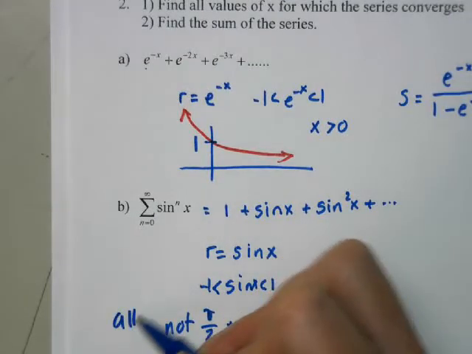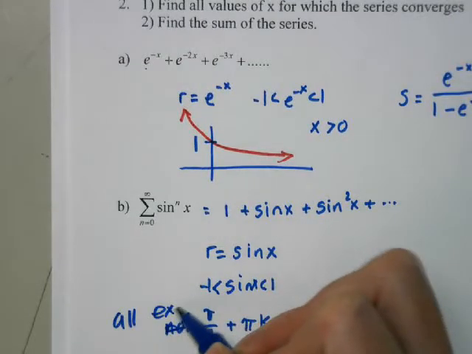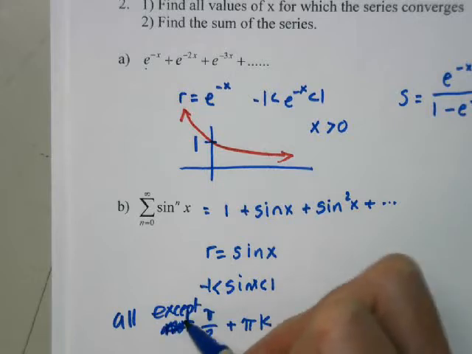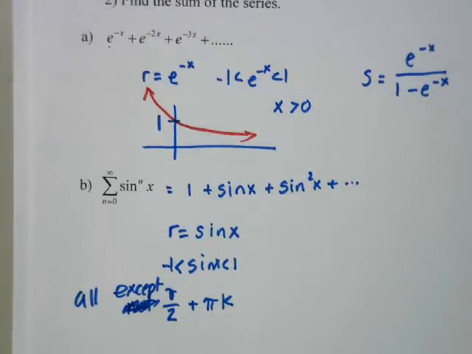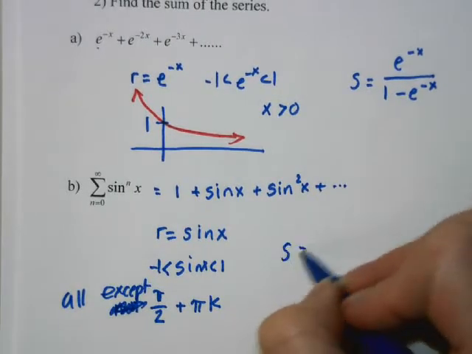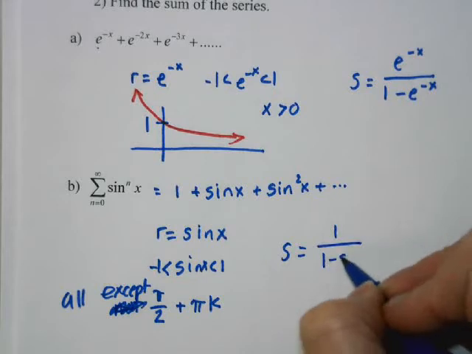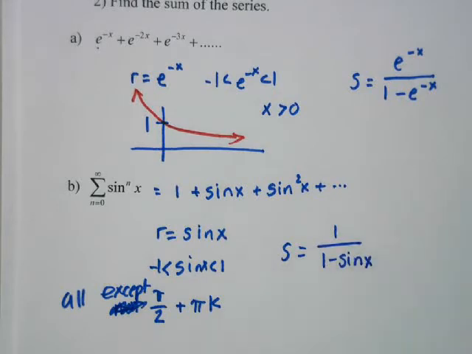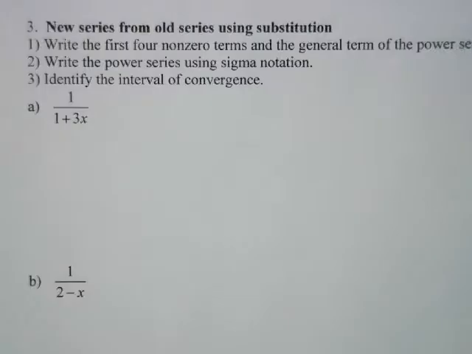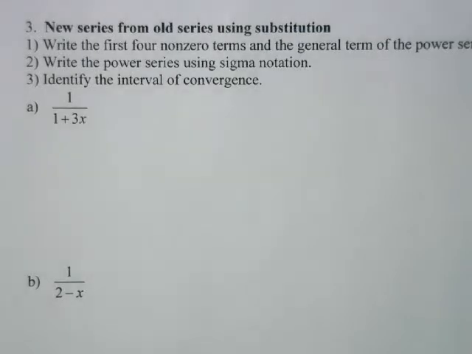I'll just say all except. Something like that. Alright, our sum is just going to be 1 over 1 minus sine of x. Alright, so new series from an old series using substitution.